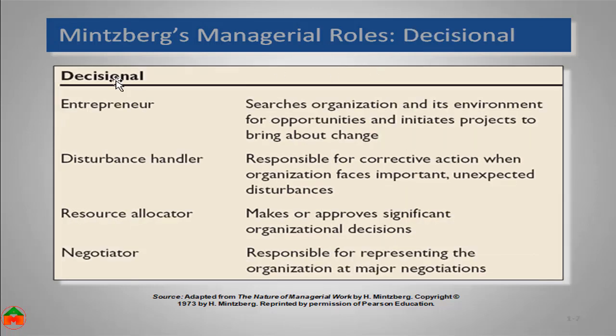And in the perspective of the decisional aspect, the manager should perform 4 types of activities. He should be the entrepreneur, he should be the disturbance handler, and he should be the resource allocator, and ultimately he should be the negotiator. As an entrepreneur, he should search for opportunities. Whenever he or she finds opportunities, he should take the initiative to start a project, and the purpose of the project should be to change the society or to change the standard of living of the people.